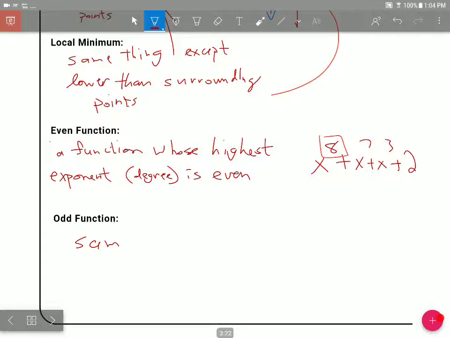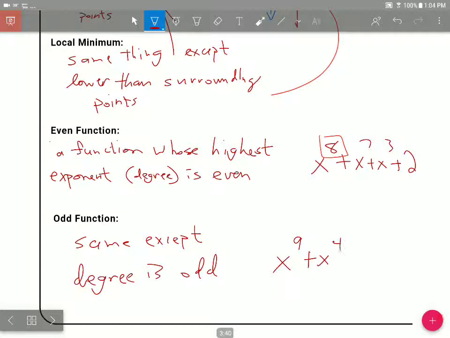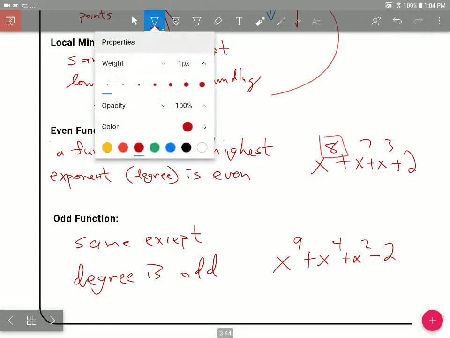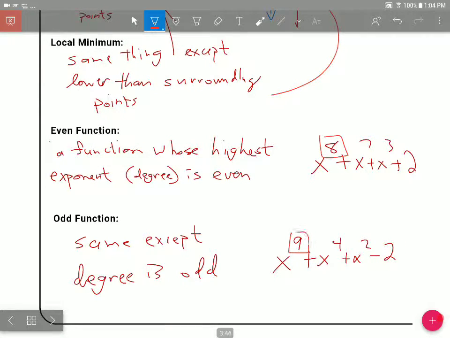An odd function, same thing, except the degree is odd. Degree is odd, not off, odd. So like x to the 9th plus x to the 4th plus x squared minus 2. Because the biggest exponent is odd, that would be an odd function.